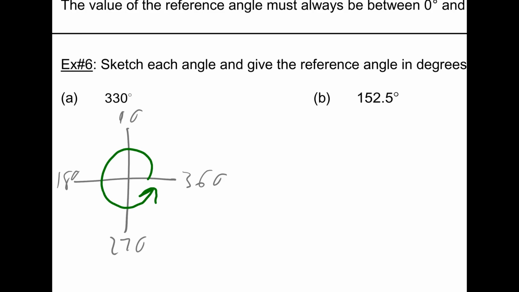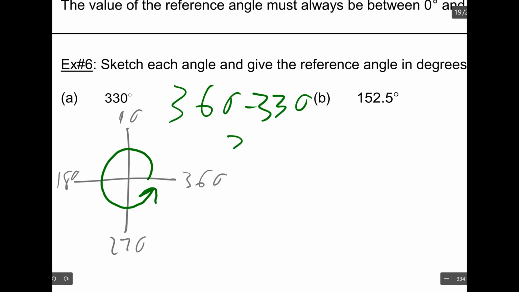Prior to initial and terminal rays. Let's see, which quadrant are we in? Four. If I went all the way around, it would be 360, but I only went partially the way around. So in quadrant 4, you take 360 minus your angle. So it'd just be 30. Would I put the degrees or no? Yes, because this is all degrees.